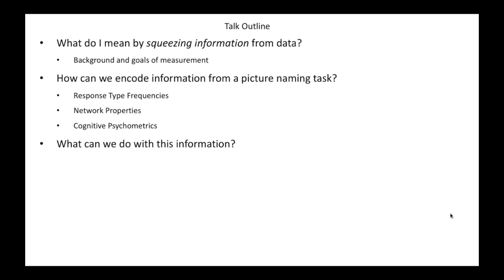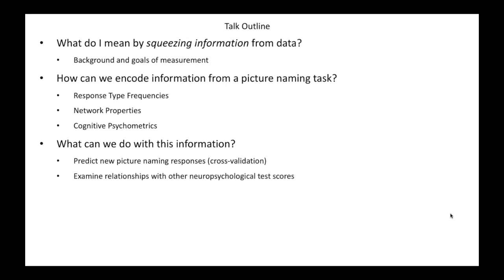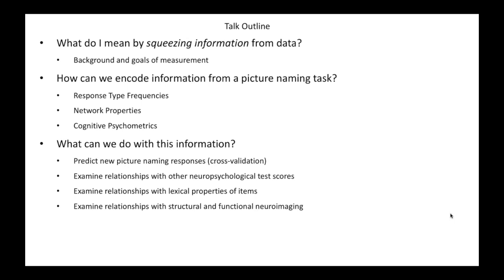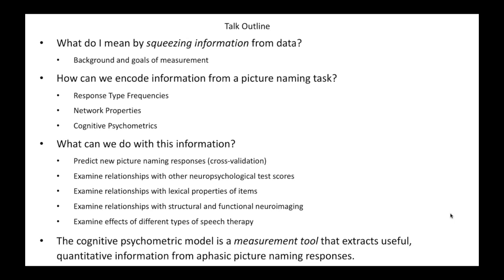And what can we do with this information? Well, we can predict new picture naming responses, hopefully, at a minimum. This is a cross-validation. And we can look at relationships with other neuropsychological test scores, with lexical properties of items, and with structural and functional neuroimaging. And finally, we can look at effects of different types of speech therapy. I'll try and cram this all in here if we have time.